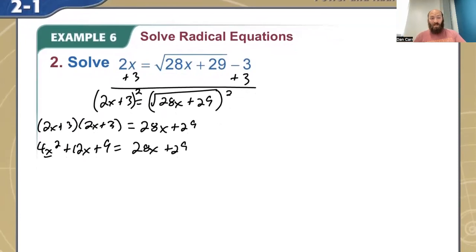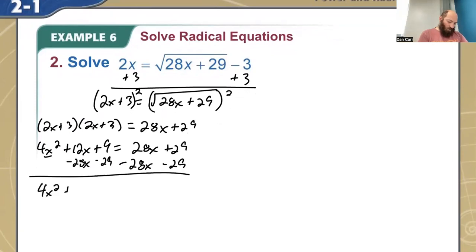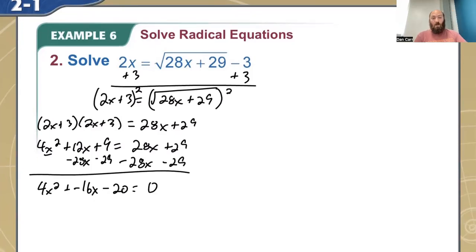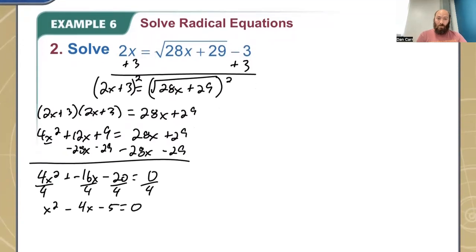From there, go ahead and do your normal solving. Since it's now a quadratic, I want to bring everything to one side, get it equal to 0. So we can subtract 28x and subtract 29. So 4x squared plus a negative 16x, and then minus 20 is equal to 0. Thankfully, this is easier to factor if we go ahead and divide everything by 4 first. So x squared minus 4x minus 5 is equal to 0.